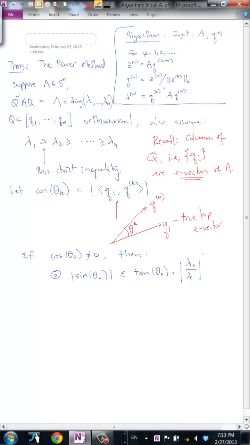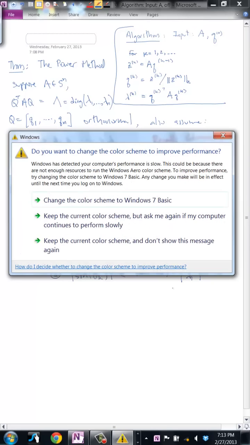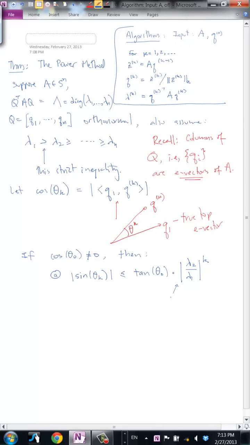And here we see this dependence. This is sometimes called the eigengap. In our previous example, the diagonal case, this was 2 over 3. And the bigger that is, the faster the convergence is. So here we have geometric convergence with rate lambda 2 over lambda 1. The bigger that gap, the better.